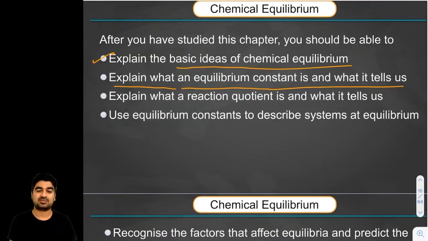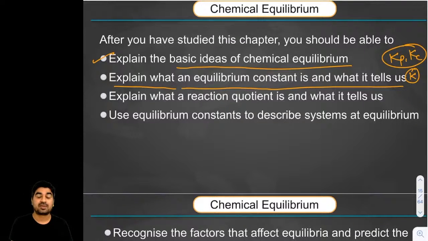So what is the equilibrium constant? I will tell you. We denote it by K, generally Kp and Kc. These are equilibrium constants. And what are the physical significances of the equilibrium constant? If you know the value of the equilibrium constant for a particular reaction, then what does it indicate? You will also be able to explain the meaning of reaction quotient and what it will tell you. Right now I'm telling you the points we are going to cover in this chapter.